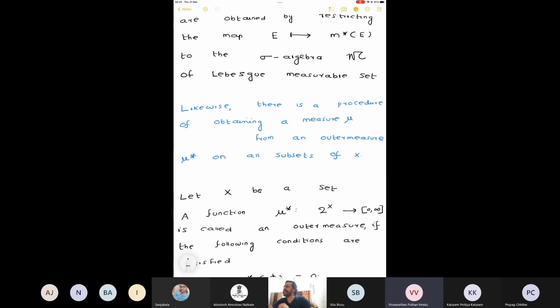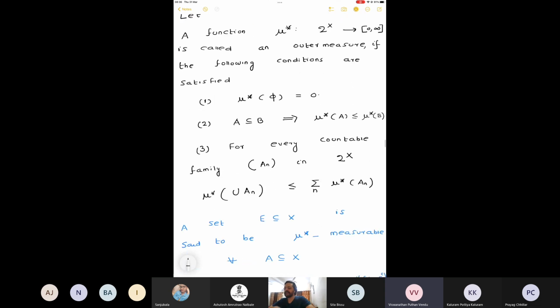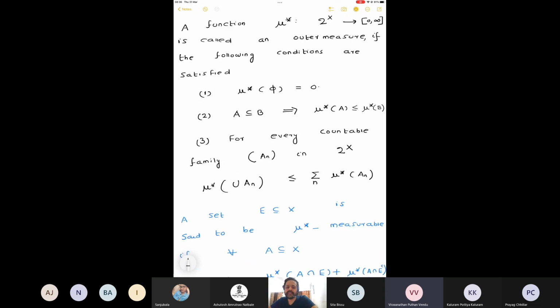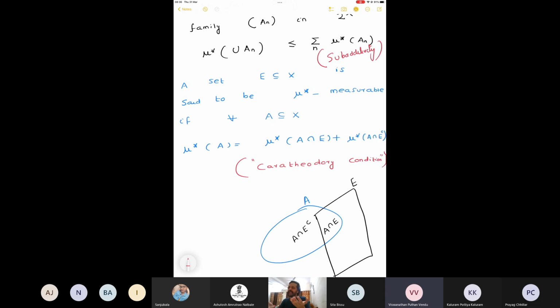This also we have explained in the first or second tutorial. So you have an outer measure. Now what is an outer measure? You have a set X. An outer measure is a function from the power set of X to [0, infinity], satisfying certain requirements. Mu star of the null set is 0. Mu star is monotonically increasing and mu star is countably subadditive. Subadditivity. So once you have an outer measure, you can collect those sets which are measurable.